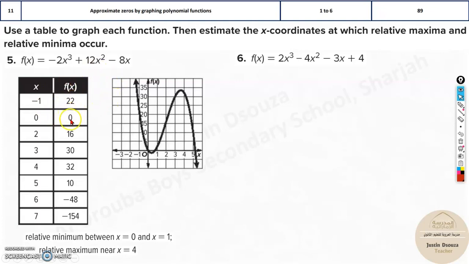In the table, when you look at it, where is the maximum f of x value? You can see the maximum over here is at 32. And where is the minimum value? The minimum at the beginning is over here. But there is also one other important thing which you must know. There must be a sign change. Now here you can see there is no sign change, but it touches 0.